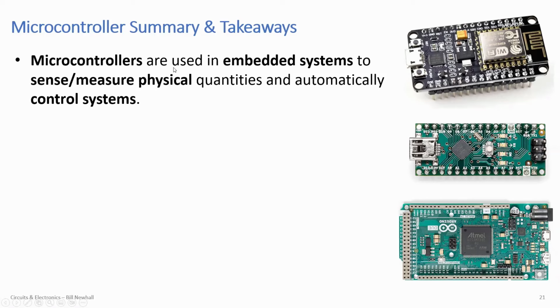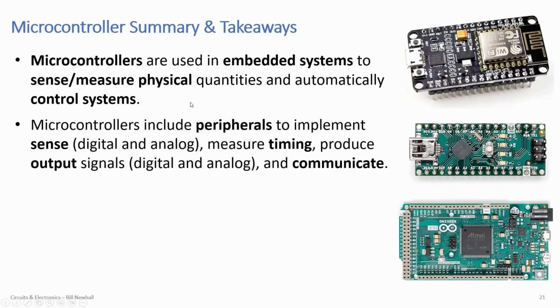To take away, microcontrollers are used in embedded systems to sense and measure physical quantities, and then to autonomously control systems. Embedded systems are usually not meant to be processing systems like your PC. That's where microprocessors go. Microcontrollers and embedded systems are usually not the point of the system. They're just used to make the system work in a certain way. Microcontrollers include peripherals to implement analog or digital sensing, to measure timing, to produce output signals like digital and analog signals, and to communicate. So you can have networks of microcontrollers connected together, or remote microcontrollers talking over Wi-Fi.